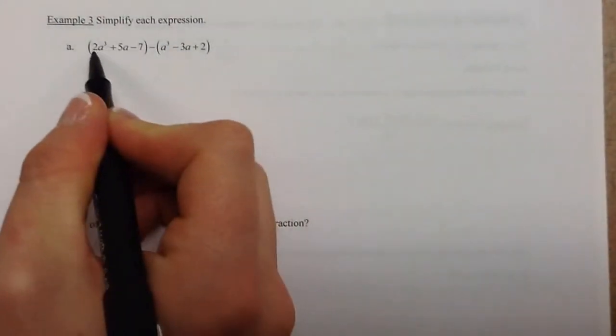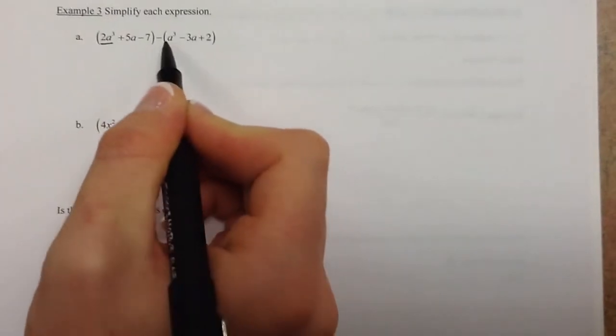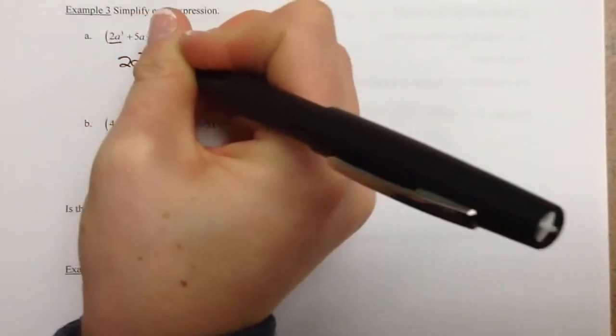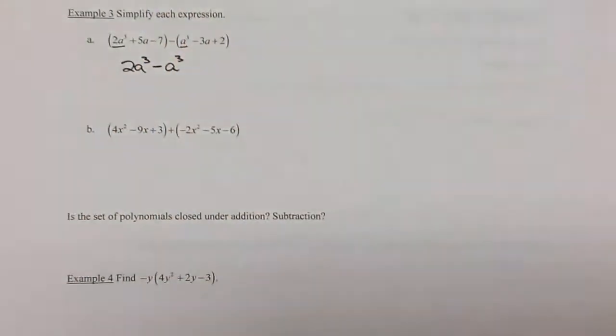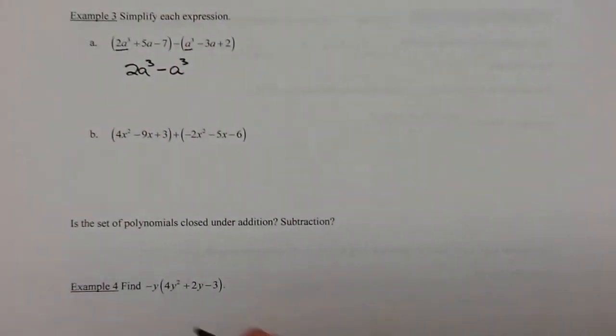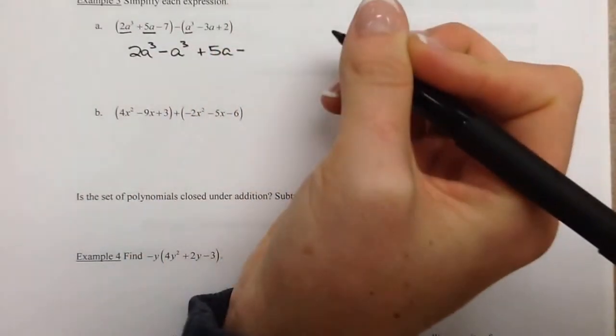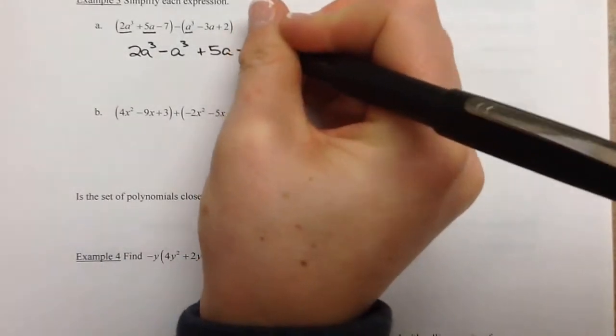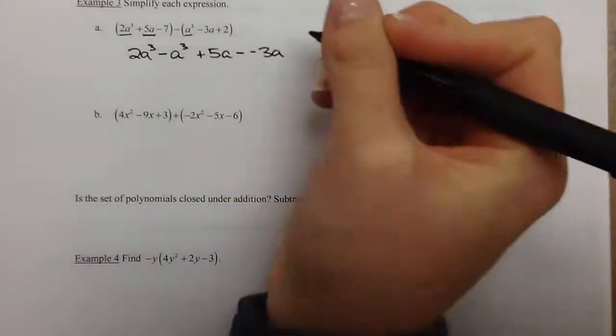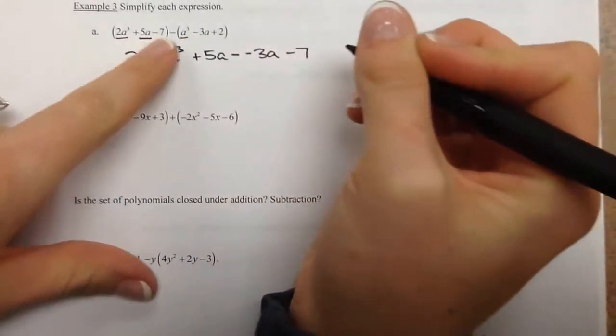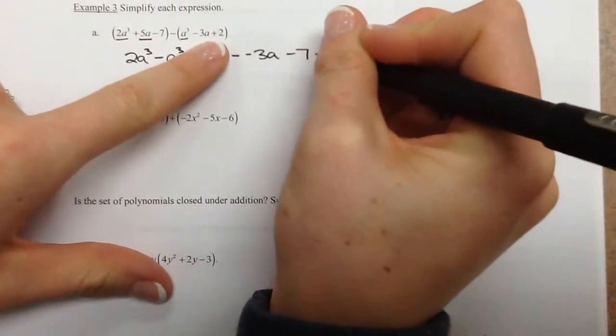So we've got 2a cubed minus a cubed. All I'm going to do is just rewrite and group them differently, and then we can simplify. Positive 5a, minus, don't forget that minus in the middle, it works for all of them, and then negative 3a. And finally a negative 7 on the left minus positive 2.